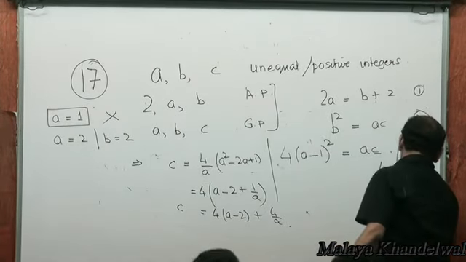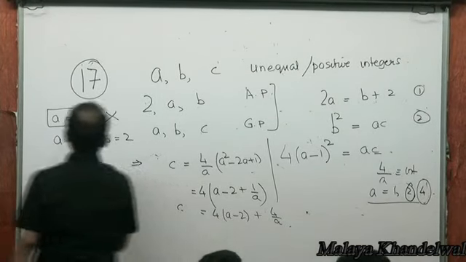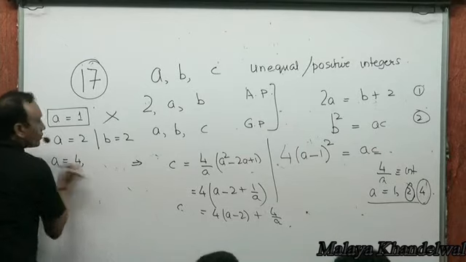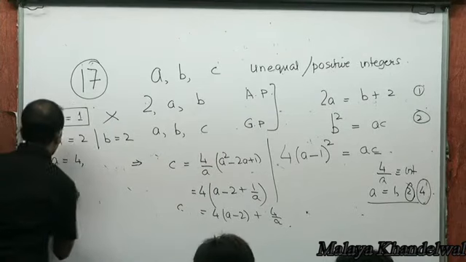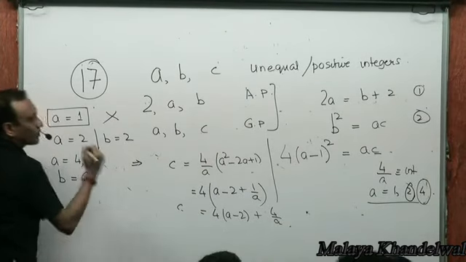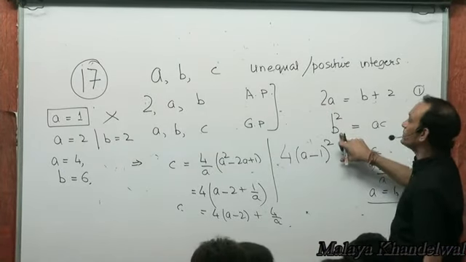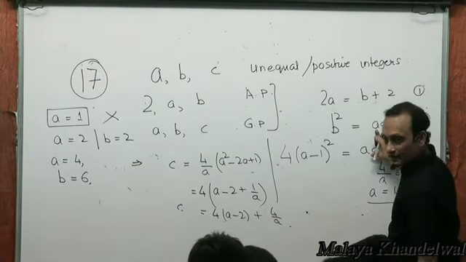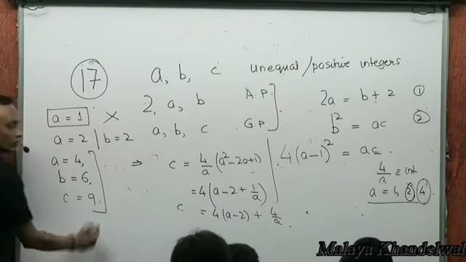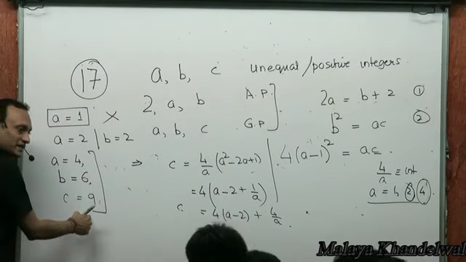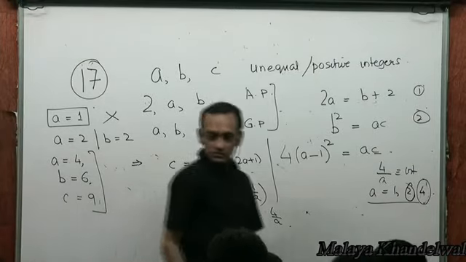Then a equal to 4 should offer the right solution. If I plug in a equal to 4, 8 minus 2, b is 6. And c turns out to be b squared, 36 by 4, which is 9. So the numbers are 4, 6 and 9. These are the numbers. Yes or no?